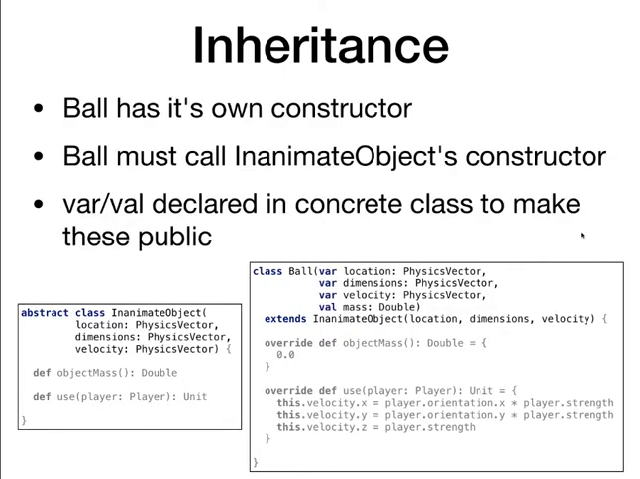So we're calling that constructor because we have an obligation. We're creating a new inanimate object through the ball class. We do have an obligation to call that constructor to give inanimate object all the parameters that it's expecting, that it needs to be able to create an instance of it.